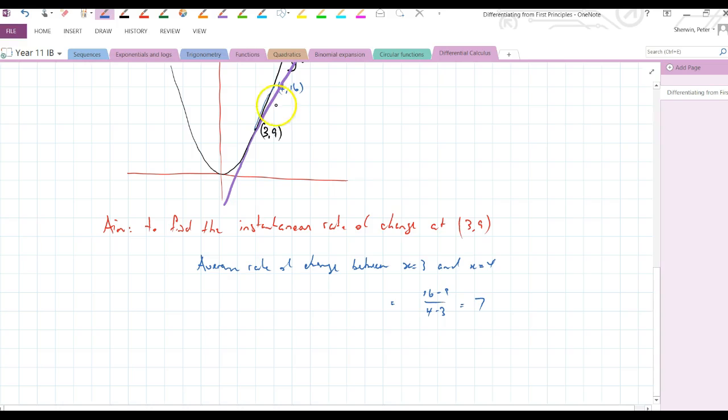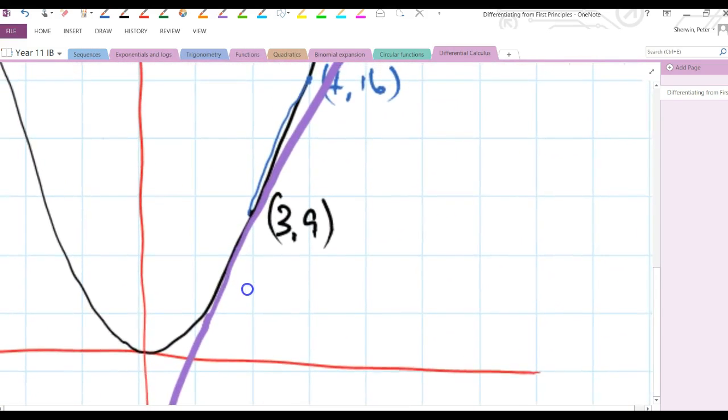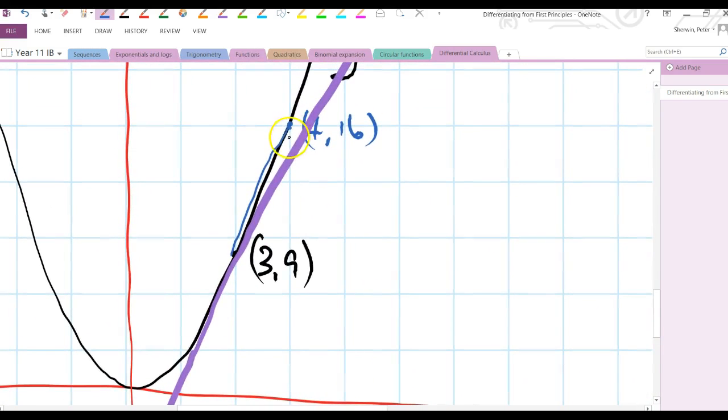But that's not what we want. Look at our aim: we want the rate of change, or the gradient, of the purple line. So how could we improve on that? What do you think? We could narrow down. We could shorten our secant up, couldn't we? So we could go in here, and you see if we bring this point down here from 4.